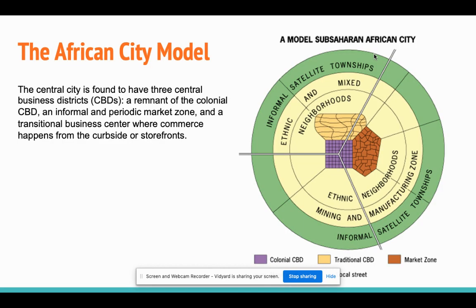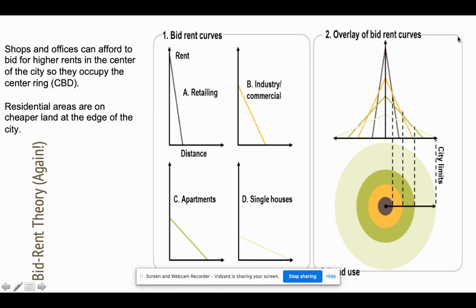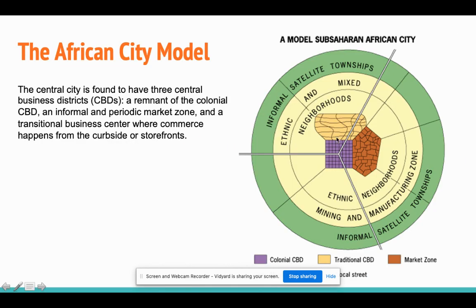All right. So in Sub-Saharan African city models, we typically see three central business districts in the middle of those models. Okay. One of them is the remnant of an old colonial central business district. And if we remember anything from the age of colonization, pretty much every single African city or settlement or place was conquered and controlled by European powers after the Berlin Conference. As a result of that, European colonial powers have left their impact on a lot of African cities. So one of the central business districts there is typically the remnant of an old colonial central business district.